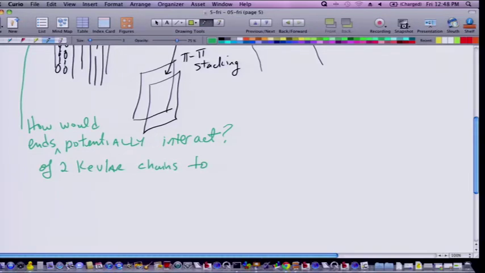Hydrogen bond, but even stronger than a hydrogen bond, what else might happen at the ends? You remember what you have? You have an amine and an acid. And what is an acid? What kind of charge might an acid take on at neutral pH? Negative. And what does an amine take on? So you get both hydrogen bonding and electrostatic.